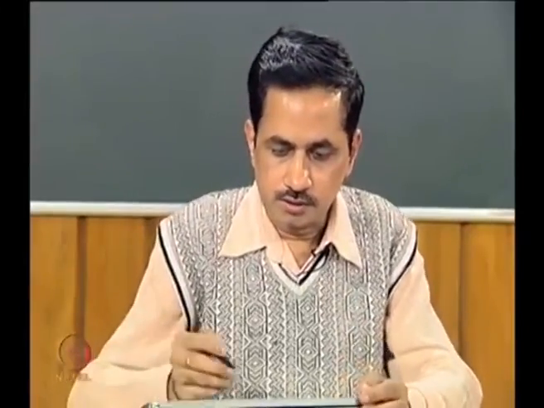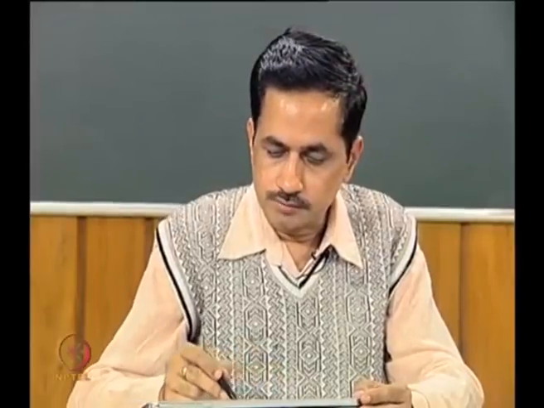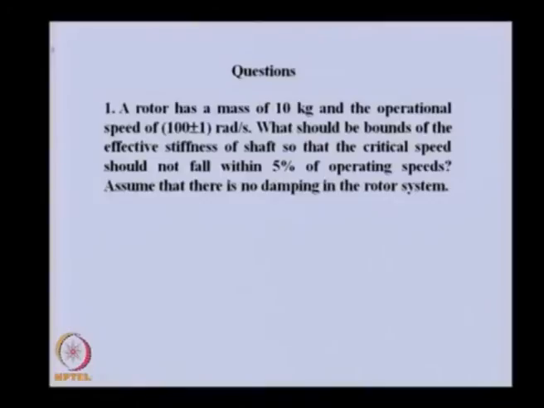So, let us take one question. A rotor has a mass of 10 kg. The operational speed is 100 plus minus 1 radians per second. What should be the bound of effective stiffness of the shaft, so that the critical speed should not fall within 5% of operating speed? Assume that there is no damping in the system.